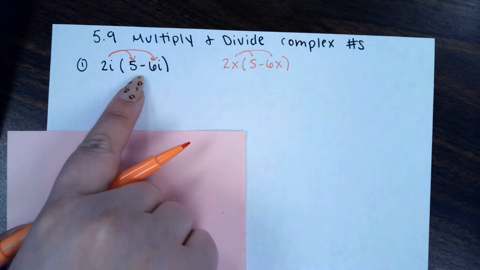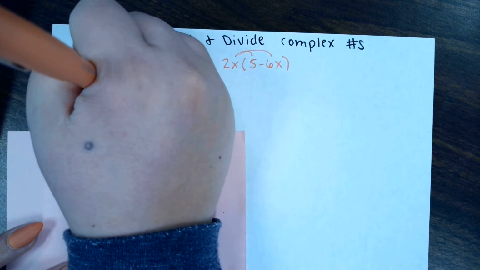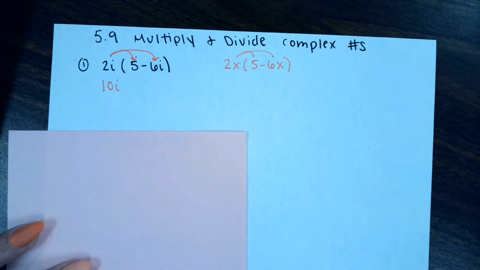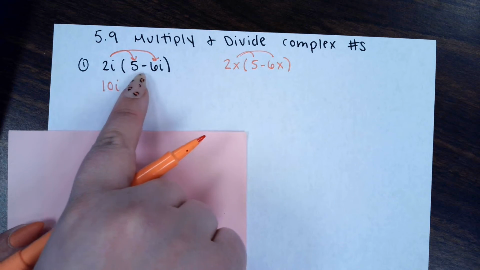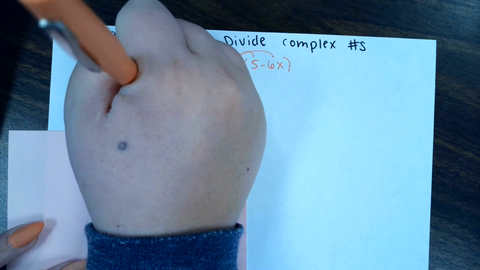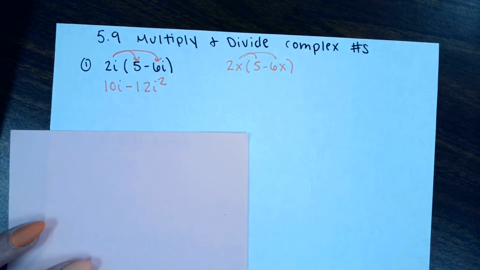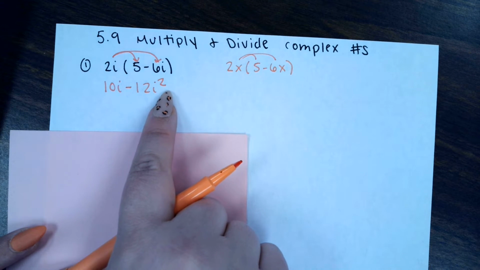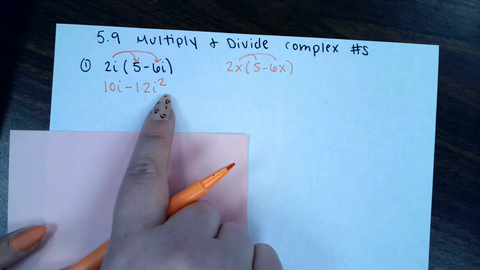So 2i times 5 gives us 10i. 2i times negative 6i gives us negative 12i squared. And then, since we have an i raised to a power, we've got to think about that pattern, right?